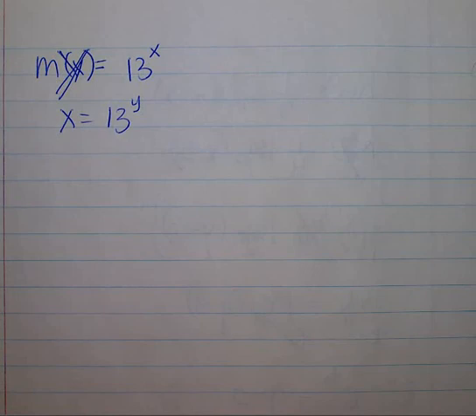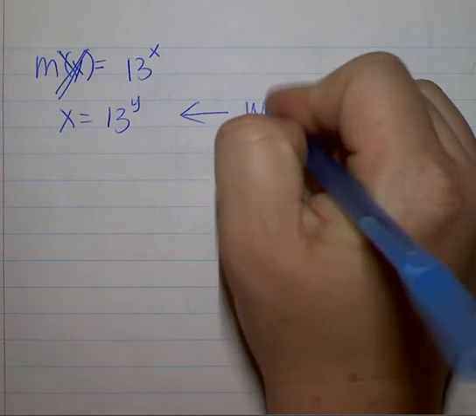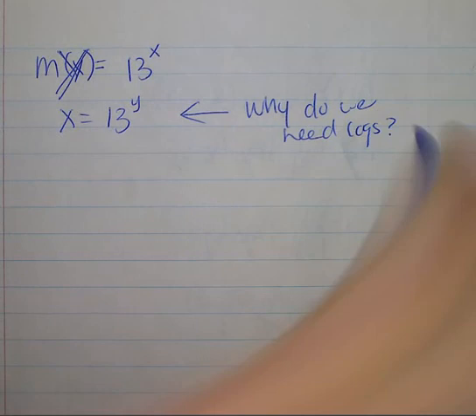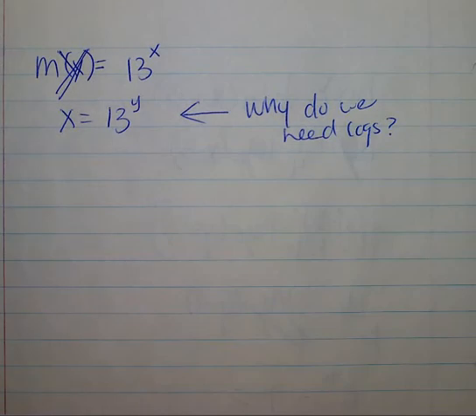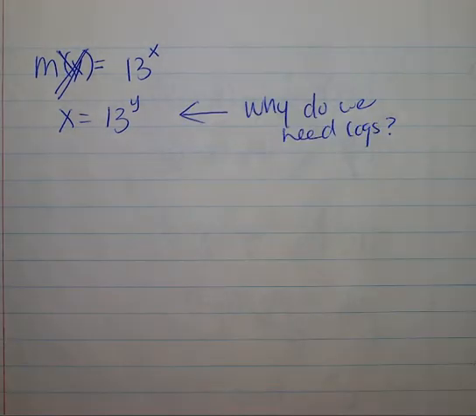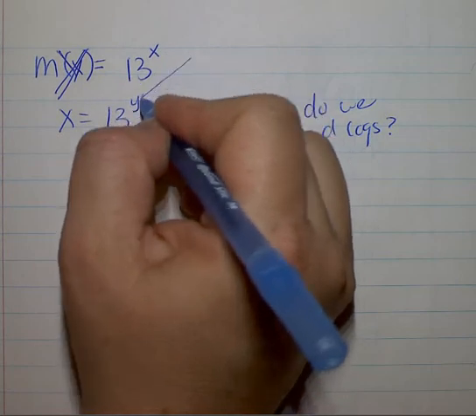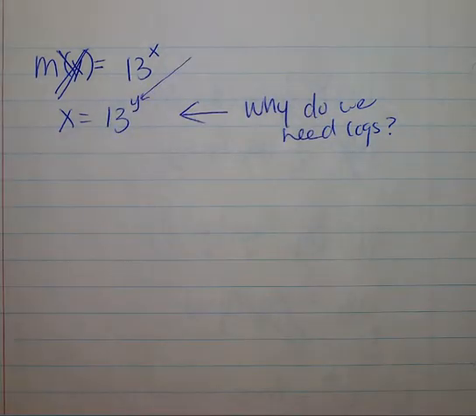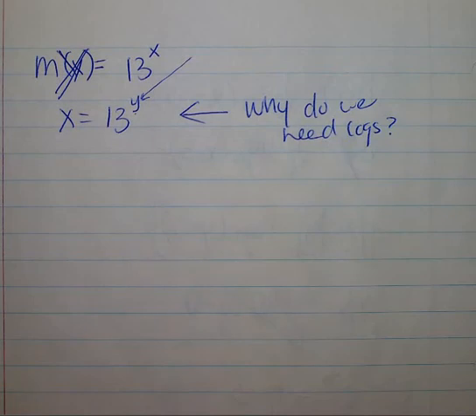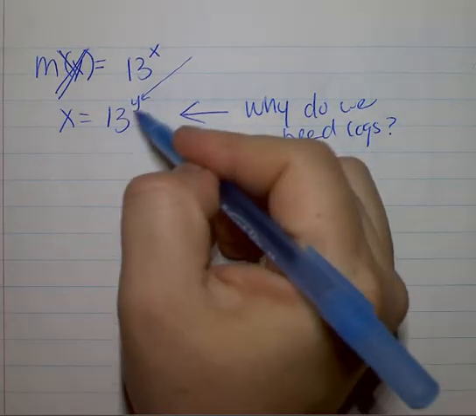This is the reason why you need logs. Why do we need logs? The reason logs were invented is when you're trying to solve for a variable. In this case, what are we trying to isolate? There's no way to solve for a variable that's in the exponent position. Did everybody hear that? Without logs, we can't isolate and solve for y. That's the reason we have logs, is to solve for a variable that's in an exponent position.